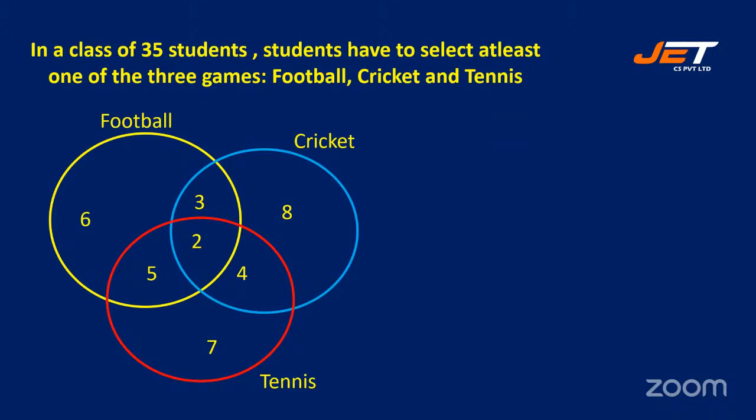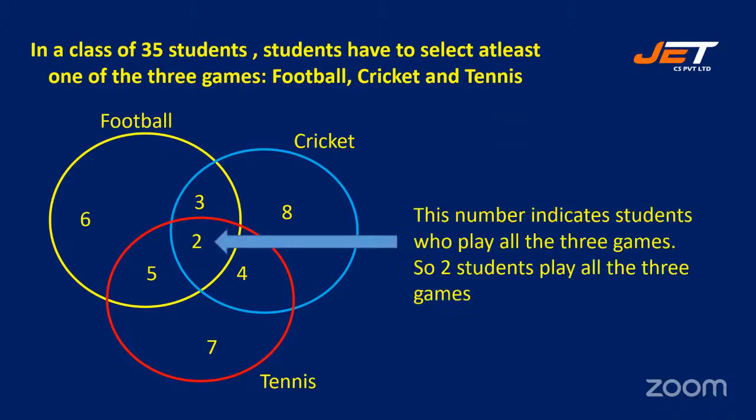So please understand the question. There are 3 games. So students have to select at least one. At least one means they can select 2 or they can select 3. So there is no other restriction; the restriction is that they have to choose any one. Now this number indicates students who play all 3 games. So 2 students play all the 3 games.